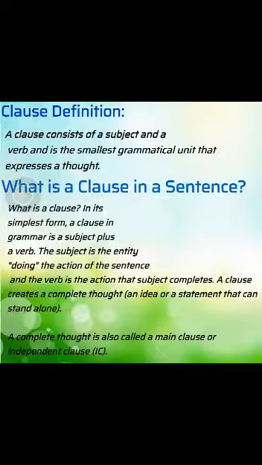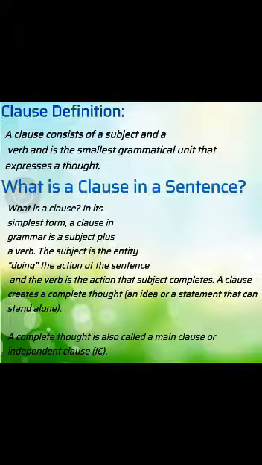Clause. What is a clause? A clause consists of a subject and a verb and is the smallest grammatical unit that expresses a thought. क्लॉज सब्जेक्ट एंड वर्ब होते हैं और ये ग्रामर की सबसे छोटी इकाई होती है, यूनिट होती है जो थॉट एक्सप्रेस करती है, जिसे हम क्लॉज के नाम से जानते हैं.